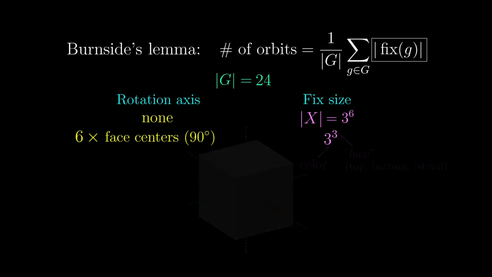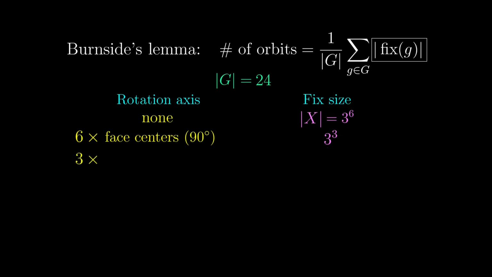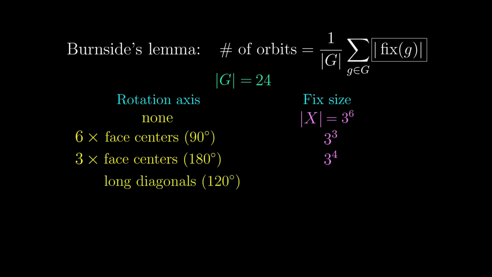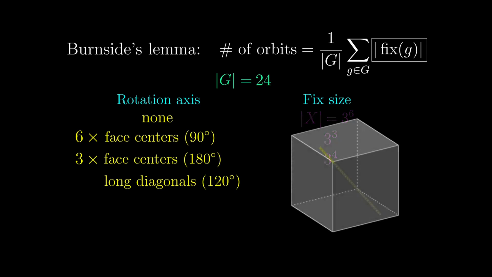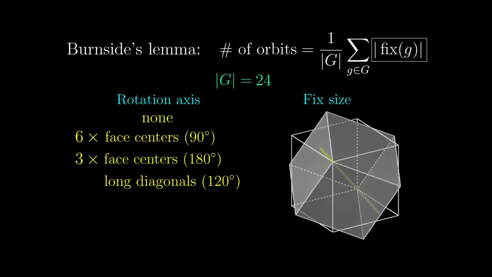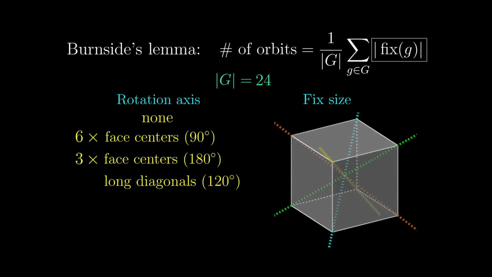The rest of the argument works in a similar way, so I will walk through it with a little less detail. Using the same 3 axes, we can consider the 180-degree rotation. It turns out the fixed size is 3 to the 4, because we can freely choose the colors for the top, bottom, and 2 of the 4 lateral faces. Next up, we have rotations about the long diagonals by 120 degrees. This refers to rotation along this axis. Since there are 4 such axes and we can turn 120 degrees clockwise and counterclockwise, there are 8 such rotations.